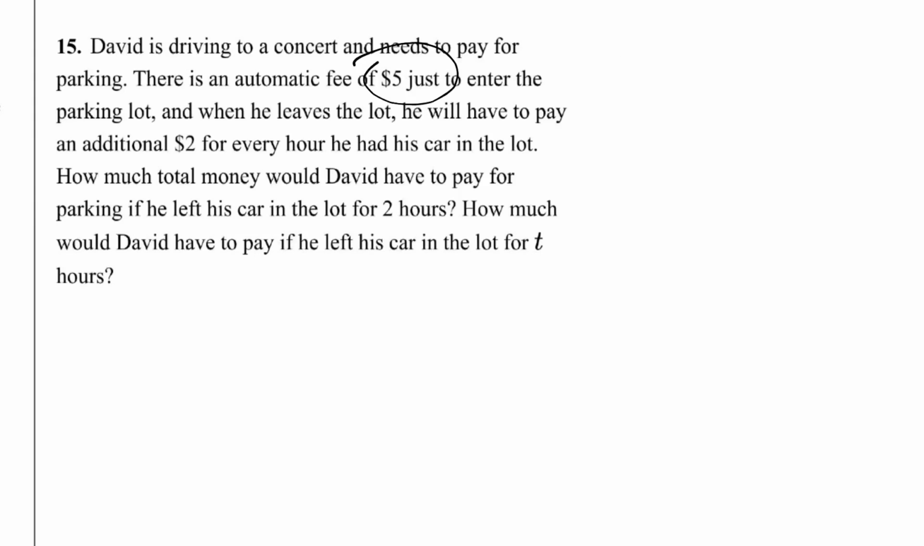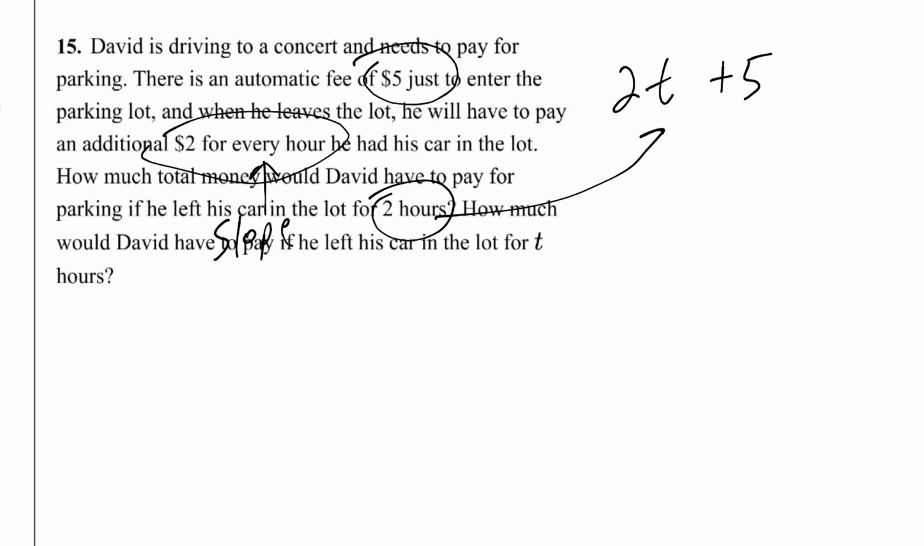So there's a 5 and a 2. You'll see the word every. That's a slope word. So just thinking it's going to be 2 times t plus 5 for your pay. Now, for 2 hours, they want you to plug that in. And then it's 2 times 2 plus 5. And that part is going to be $9. But the general format is just 2t plus 5.